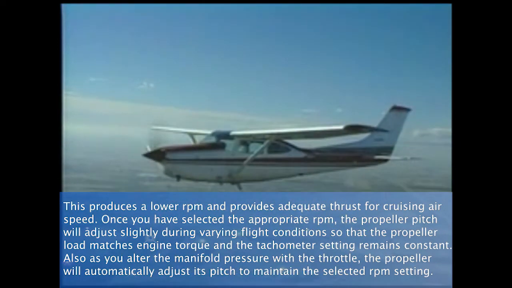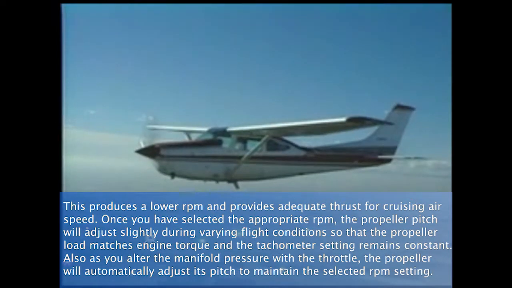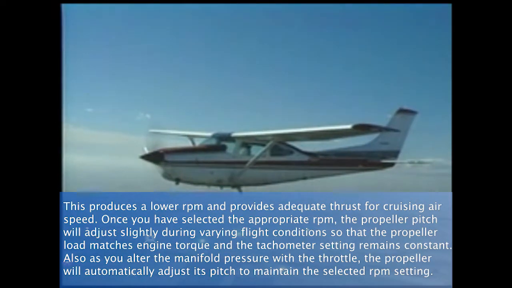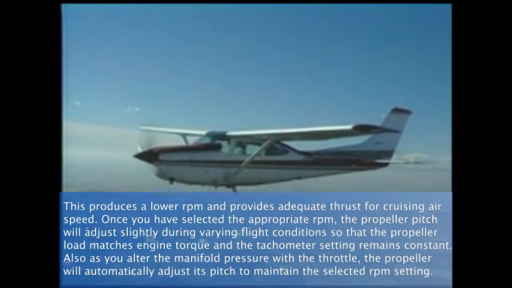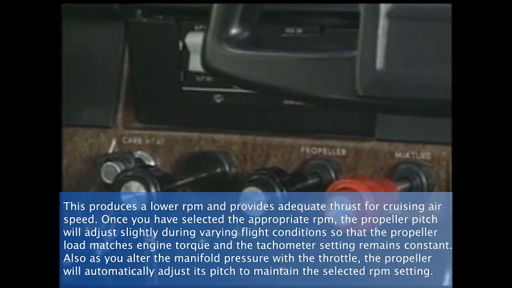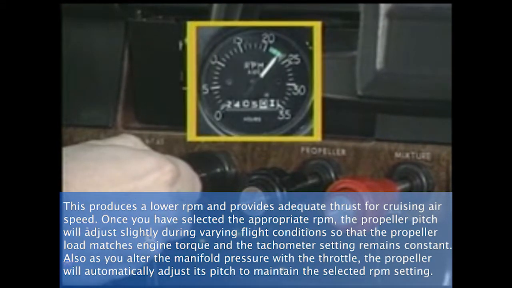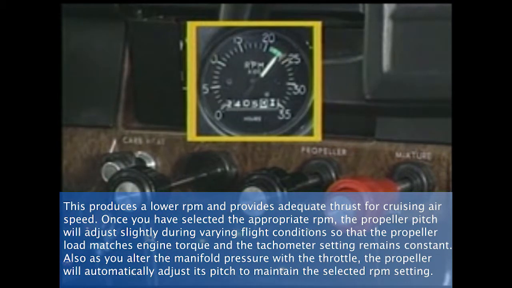Once you've selected the appropriate RPM, the propeller's pitch will adjust slightly during varying flight conditions so that the propeller load matches engine torque and the tachometer setting remains constant. Also, as you alter the manifold pressure with the throttle, the propeller will automatically adjust its pitch to maintain the selected RPM setting.